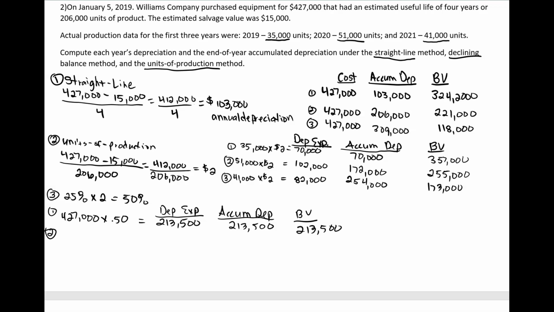Okay, year 2. Year 2 is going to start off with what the book value is. The book value is now 213,500, and we're going to depreciate that by 50%. That's 106,750. That is the depreciation expense for year 2. Accumulated depreciation, we need to add the 2 together, take what's in accumulated depreciation already, and then add the 106,750. And that is 320,250.